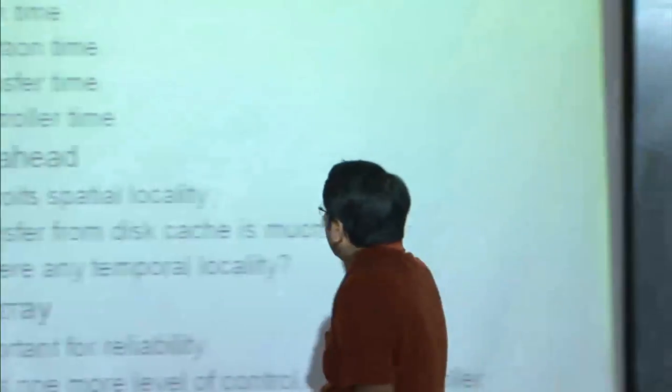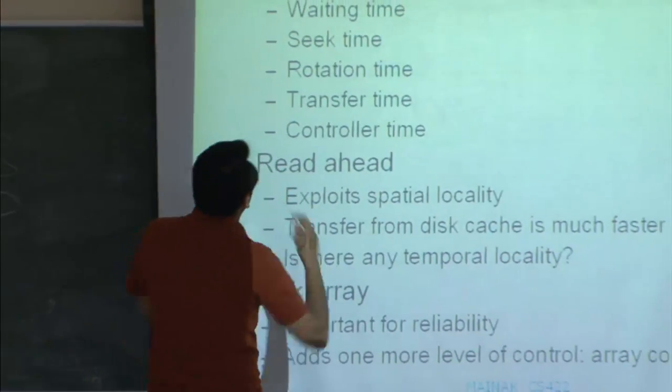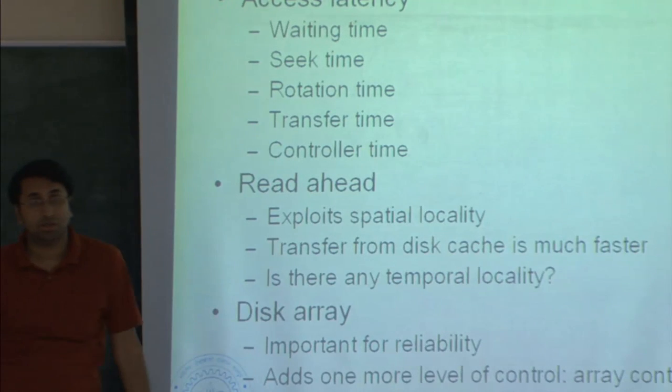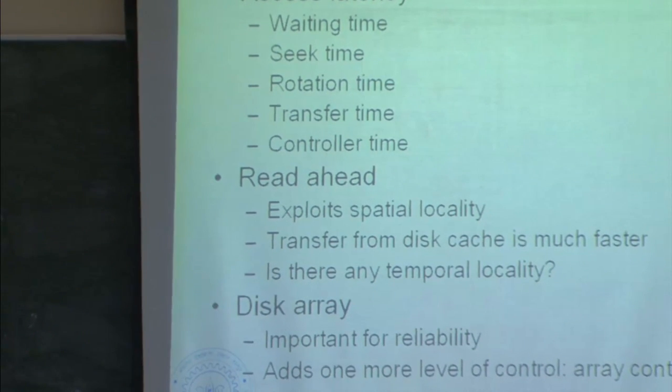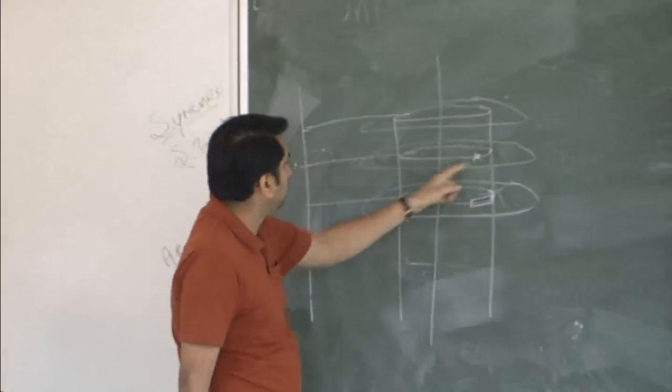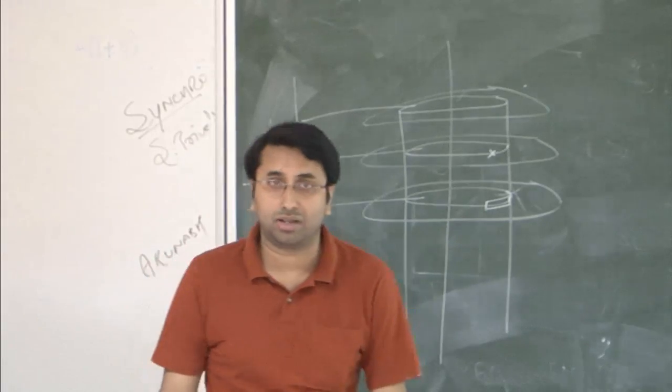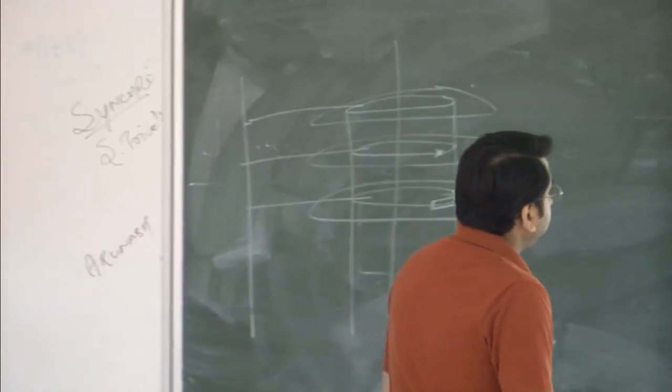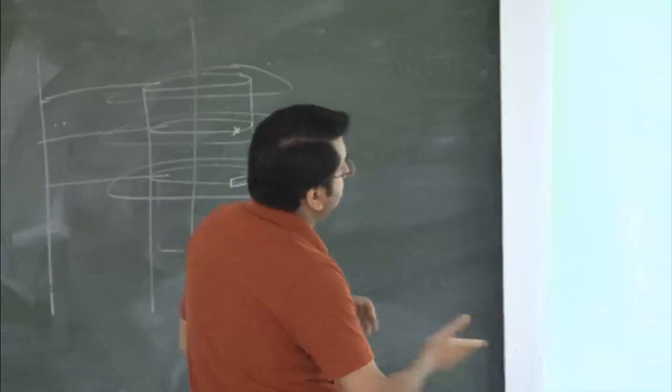Usually, among these five components, the largest is the seek time. That's what normally dominates, because this is a purely mechanical activity that causes your head to move to be positioned on this particular track. And there are certain optimizations that people do.